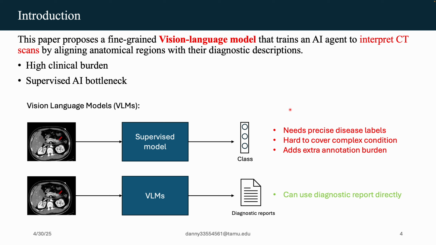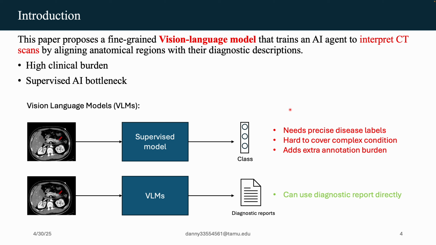So this paper proposes a fine-grained vision language model that trains an artificial intelligence agent to interpret CT scans by aligning anatomical regions with their diagnostic descriptions. This topic is important because of the high clinical burden. Radiologists face overwhelming workloads analyzing hundreds of 3D slices across multiple anatomies.